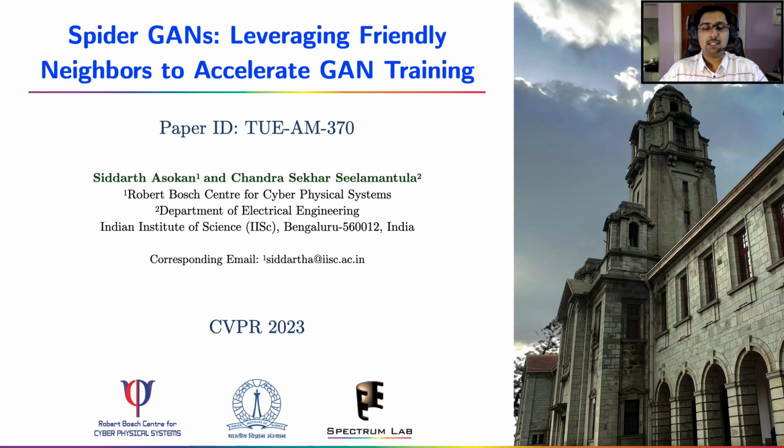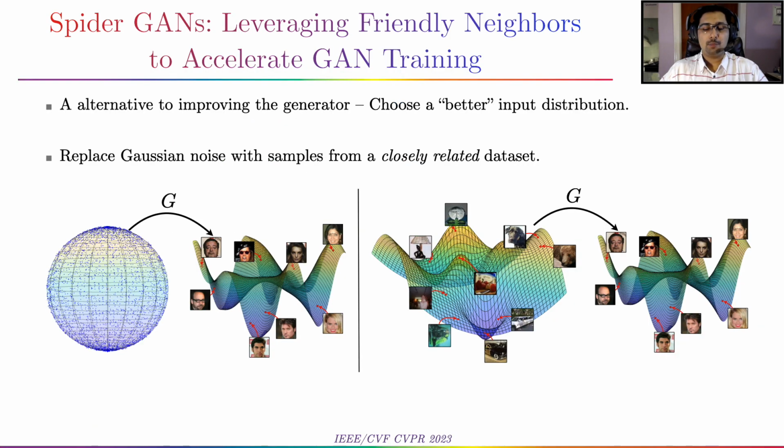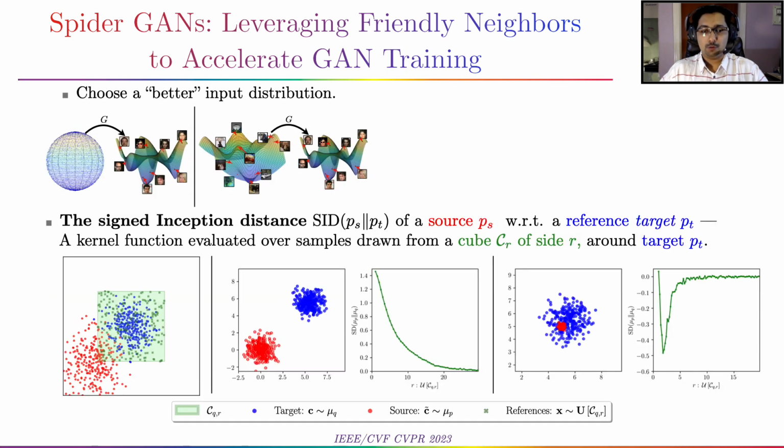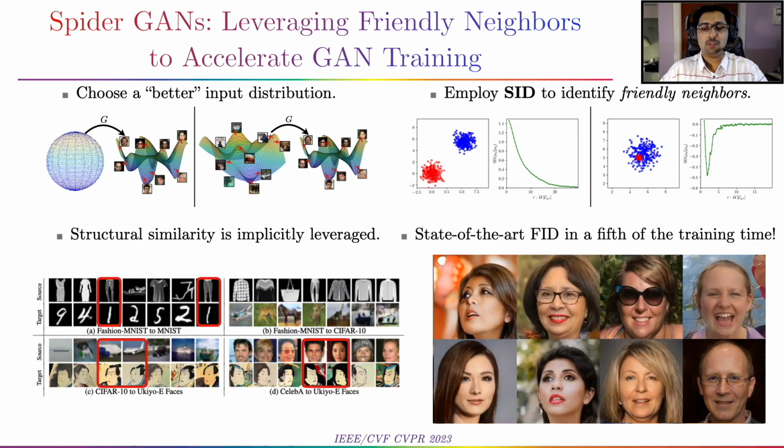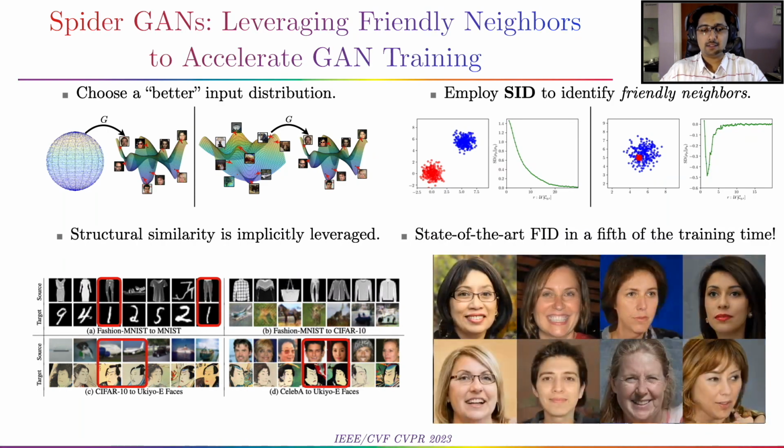Before we dive into the details, let's take a look at the overview of the proposed work. The core idea behind Spider GANs is to replace Gaussian or other parametric choices of input with samples coming from closely related datasets. To identify these friendly neighborhood inputs, we proposed the Sinkhorn Inception Distance or SID, which can measure both distances and relative diversity between datasets. We employ SID to identify friendly neighbors of a target and show that Spider GANs trained with such inputs leverage underlying structural similarity to accelerate training. Spider GANs can achieve state-of-the-art FID in merely a fifth of the training time compared to the baseline GANs.